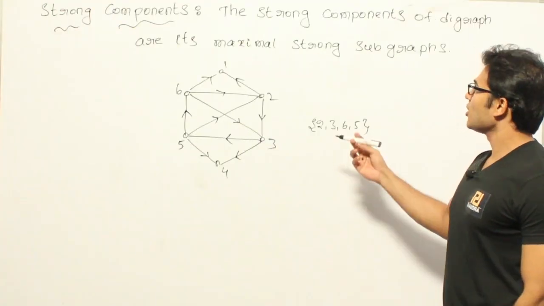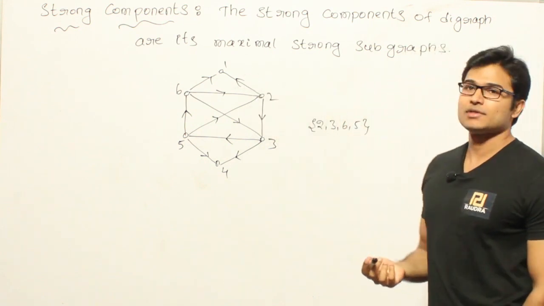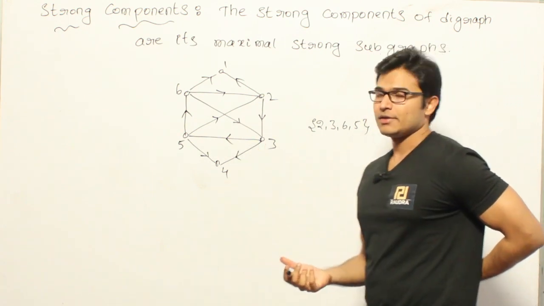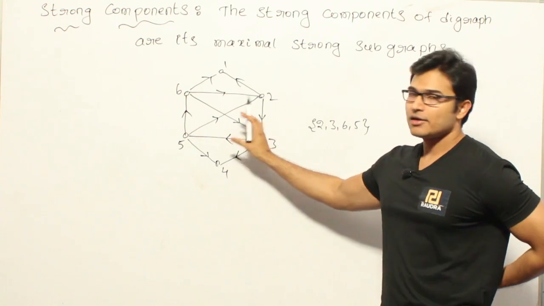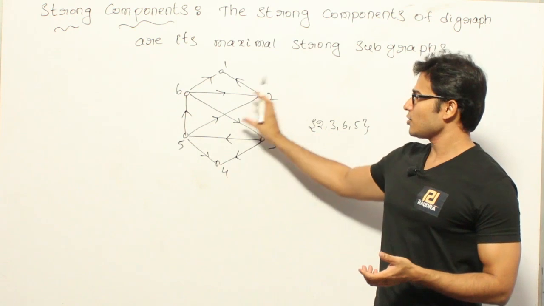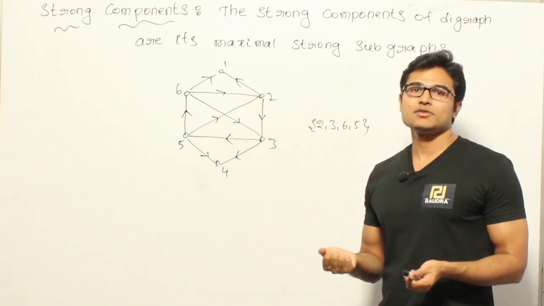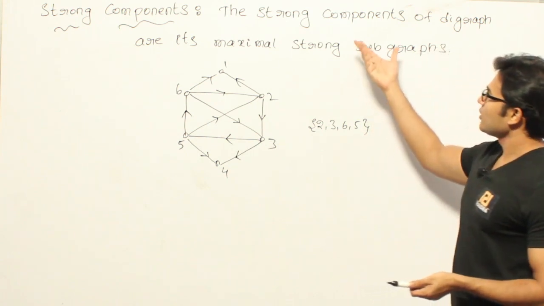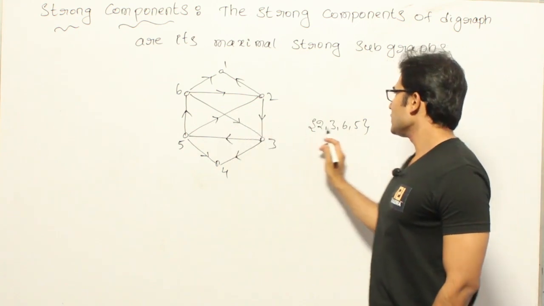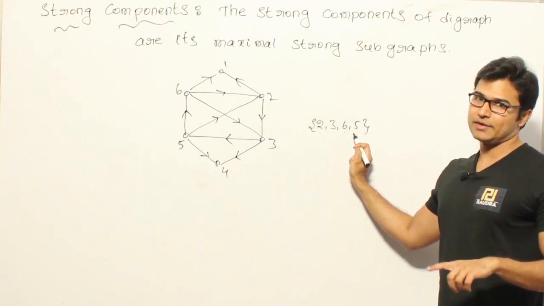Let's see strong components. The strong components of a digraph are its maximum strong subgraphs. So what does it mean? If you observe this graph, it is a digraph, right? Even though this is a digraph, it need not be strongly connected. Only a part of it will be strongly connected. If you can identify that maximal part, that is called a strong component. So in this graph, only the vertices 2, 3, 6, 5 are strongly connected.